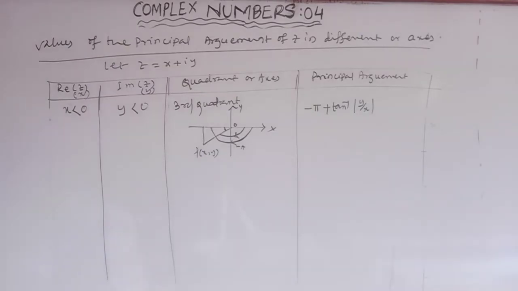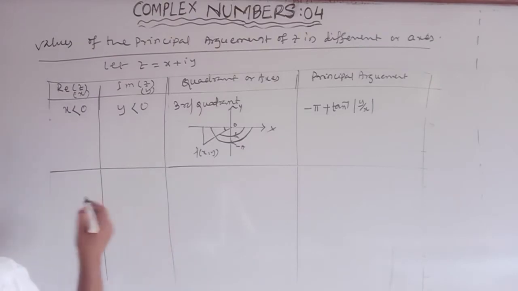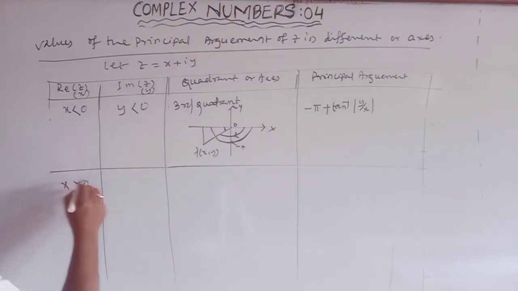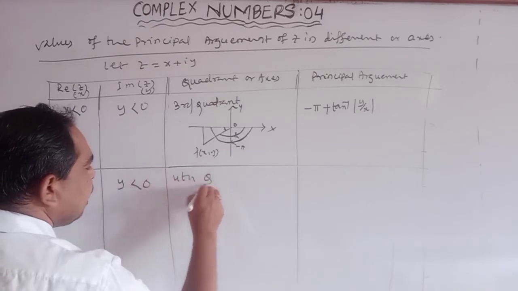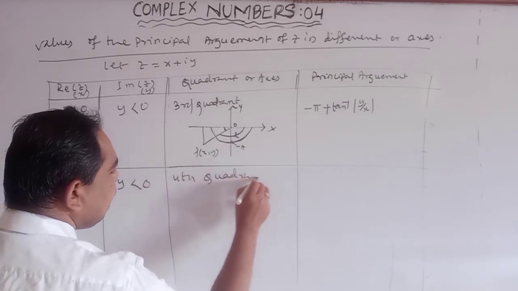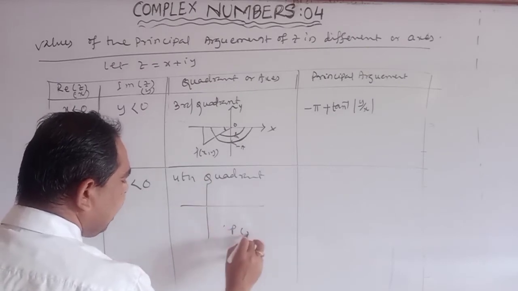Okay. Next, x greater than 0, y less than 0. Fourth quadrant. This is the point P, x comma y.